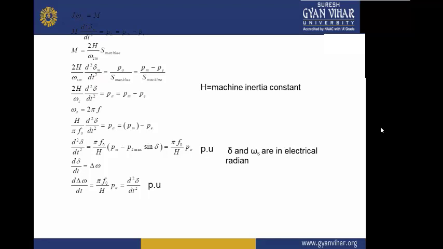What is Pmax sin delta? This Pmax sin delta is your electrical power, the maximum electrical power. So when I substitute this equation, I will get pi f naught upon H into Pm. This is a value in per units, where delta and omega s are in electrical radians. Now we know that d delta by dt is the deviation of speed. If there is a speed deviation, that means the rotor will change its location.